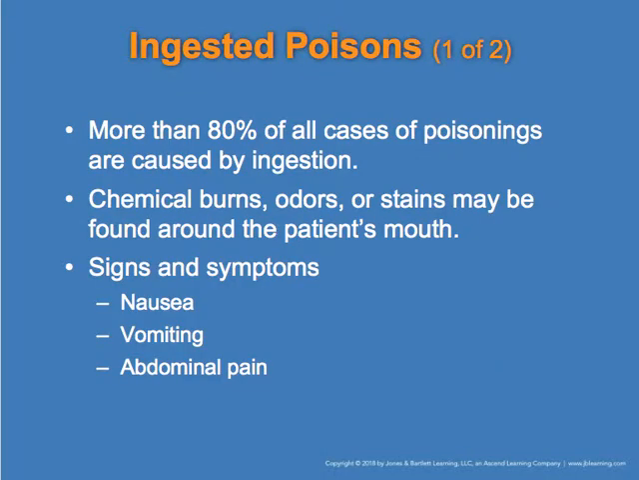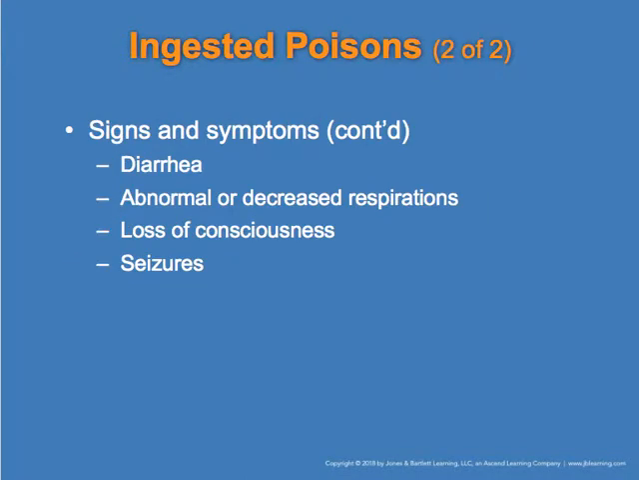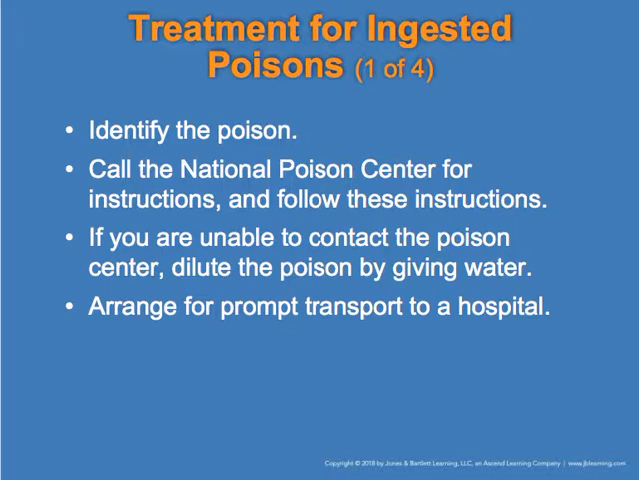Ingested poisons. More than 80% of all cases of poisonings are caused by ingestion, right? Chemical burns, odors, and stains may be found around the patient's mouth. Signs and symptoms: nausea, vomiting, abdominal pain, all indications of ingested poisons, and can be pretty significant depending on how bad that poison is. Also diarrhea, abnormal and decreased respirations, loss of consciousness, and seizures. The biggest thing is going to be to identify that poison, and more often than not, you want to make sure the container of the poison that person ingested gets identified and makes it off to the hospital, right?